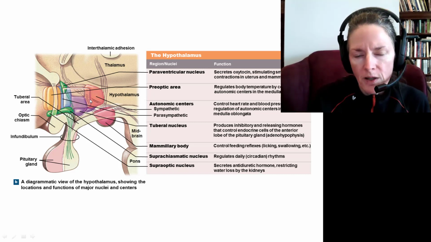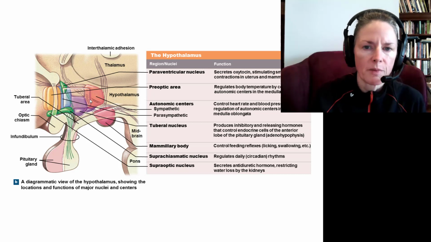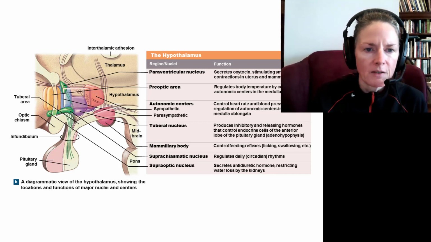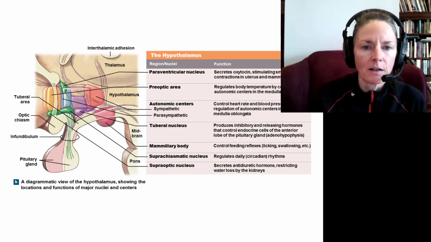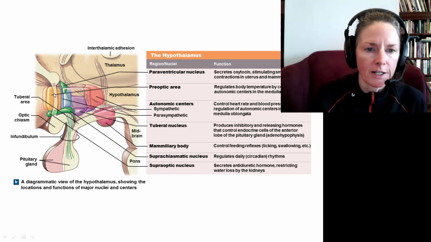If you remember from our very first discussion when we talked about regulation of body temperature, the control center for that is in the hypothalamus, and it resides in this area right here called the preoptic area.